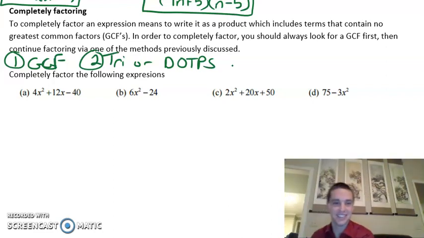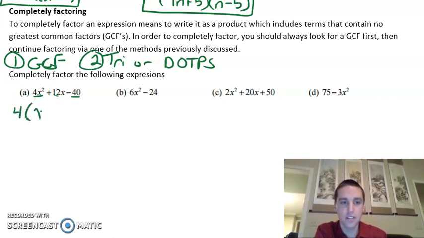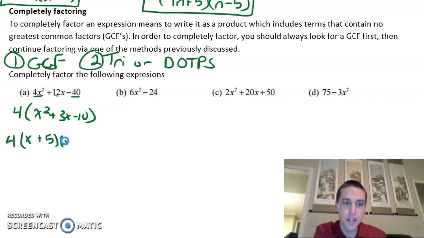There you go. So you always look for a GCF first. So in A, you notice that we have a 4, a 12, and a 40. So I'm going to factor a 4 out first. x squared plus 3x minus 10. Notice it's a trinomial. So therefore it must be factors of 10 that subtract to 3. x plus 5, x minus 2. 5 and negative 2 give you negative 10. 5 minus 2 gives you positive 3. That's the answer. Done.